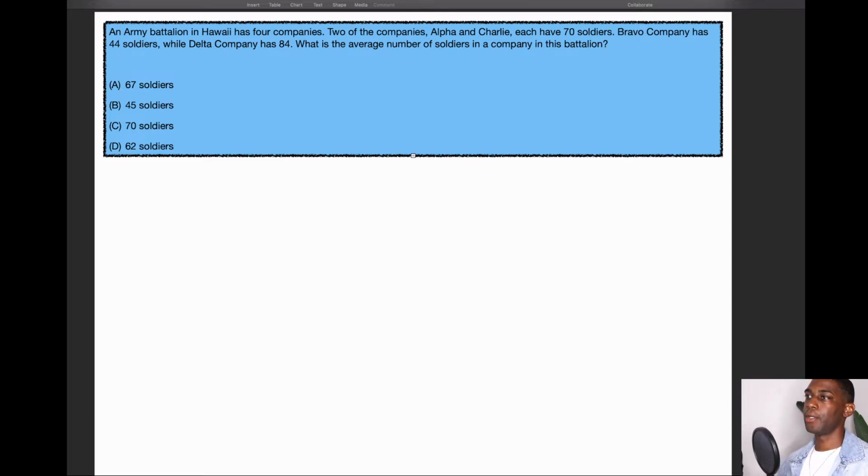An army battalion in Hawaii has 4 companies. 2 of the companies, Alpha and Charlie, have 70 soldiers each. Bravo Company has 44 soldiers, while Delta Company has 84. What is the average number of soldiers in a company in this battalion? I'll leave y'all to it for a minute or so, and then let me know how y'all are doing, how y'all are feeling. So the question is asking for the average.